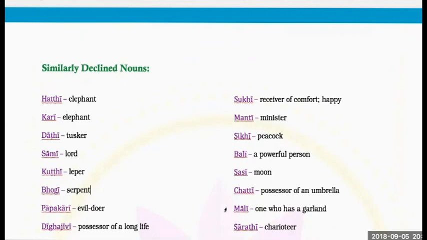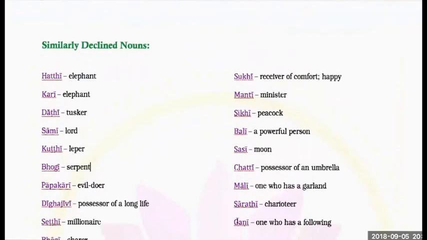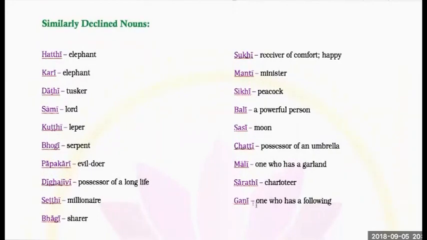Mali, one who has a garland. Mala is garland. When we say Mali, it becomes the possessor of a garland. Sarathi is charioteer. We say to the Buddha also, Purisa Dhamma Sarathi, one who can tame many people, like a charioteer. Gani, one who has a following. Gana is a group. So the Buddha was also called Sanghi Gani Gana Chariyo, because he had a lot of Sangha, a lot of group, and he was a teacher of a lot of people. So Gani means one who has a following.